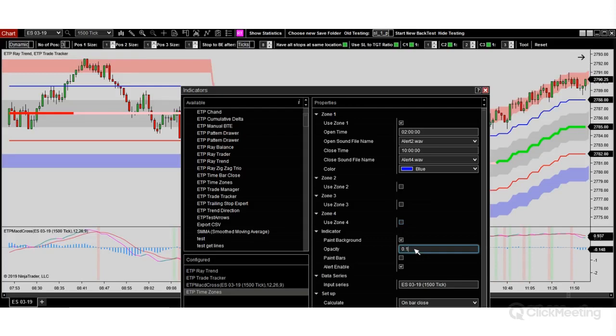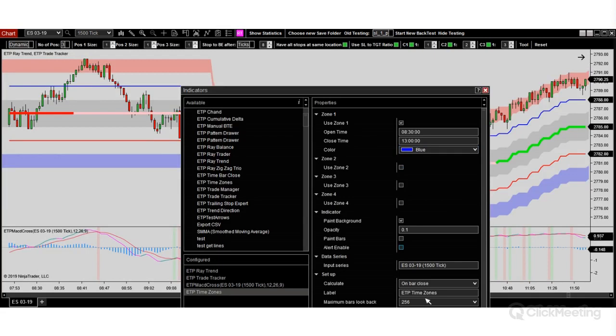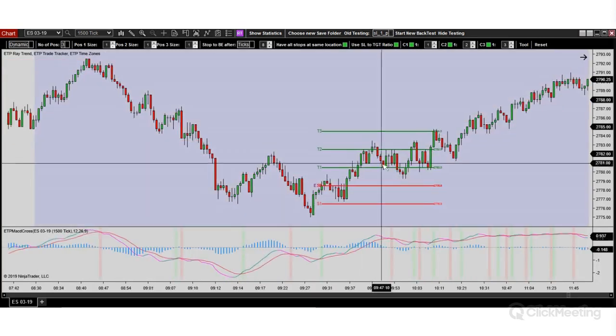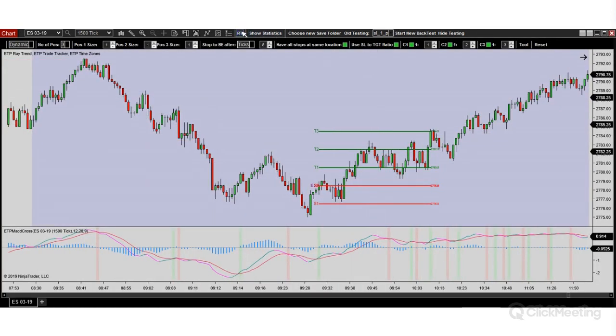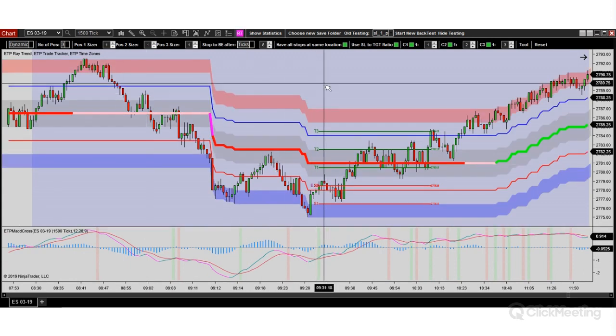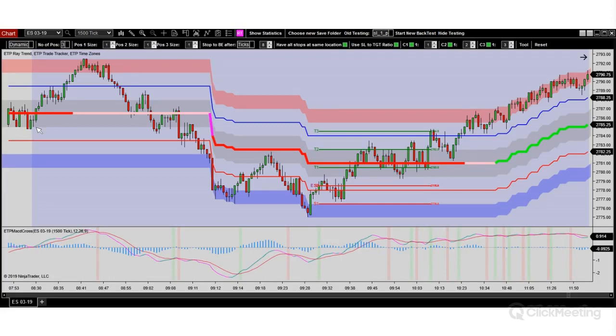Two seconds. So we said from 8:30 in the morning until 1300. We want to paint the background. There we go, and there it is. We turn the Ray Trend on. Okay, so basically this is a counter trend system, so we need the Ray Trend to push down the bottom band before we even start looking at different stuff.